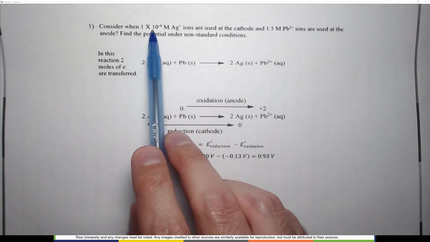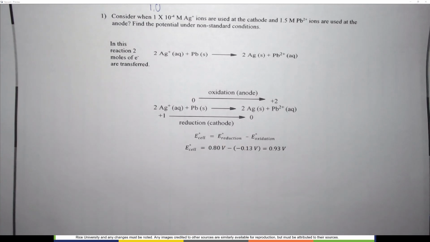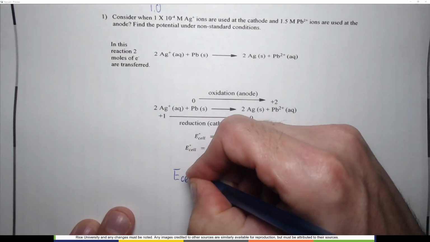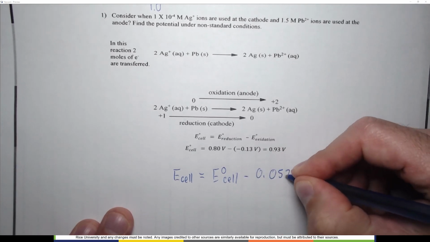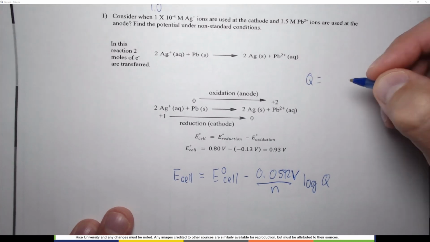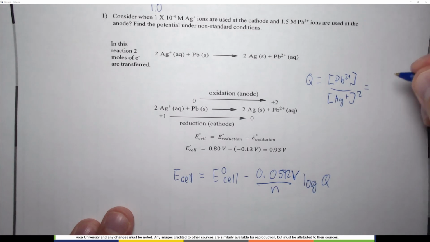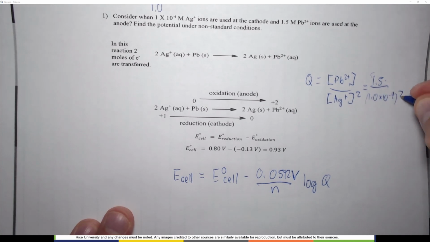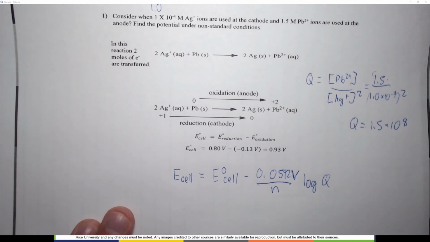Let's say now the concentration is 1 times 10 to the minus 4 molar. And I'm going to put 1.0 times 10 to the minus 4 molar for significant figure reasons. And the concentration of the lead is still 1.5 molar. Well, it's the same equation. The E cell equals the E naught of the cell, the standard, minus 0.0592 volts over n times the log of Q. This time, Q equals the concentration of Pb2 plus over the concentration of Ag plus squared, which equals 1.5 divided by 1 times 10 to the minus 4 squared, and we find that Q is equal to 1.5 times 10 to the 8th. Okay, once we do that math.